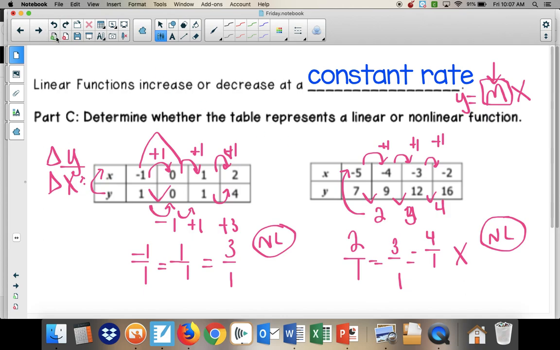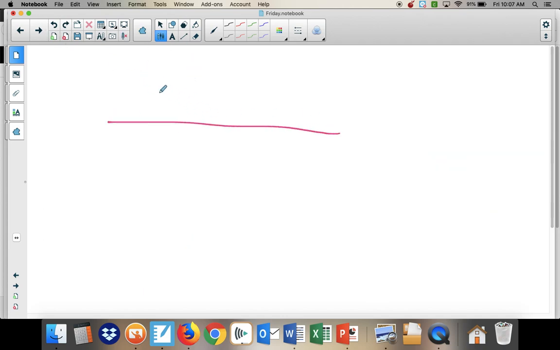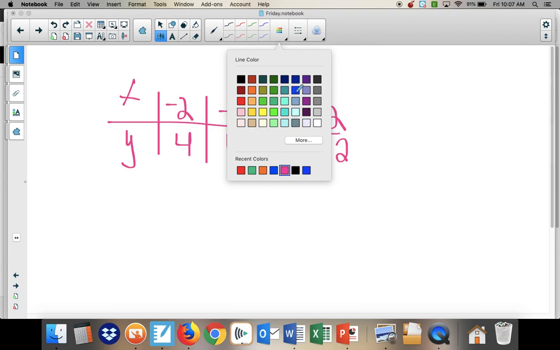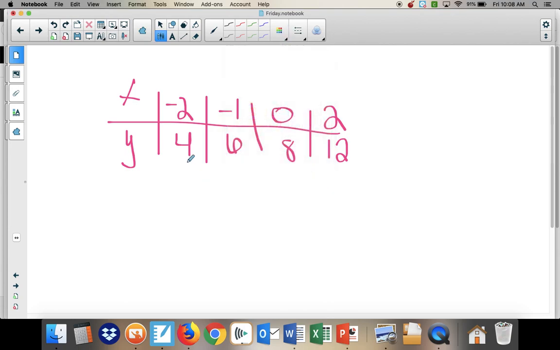So here's an example of a linear one. So actually I want to give you an example. X, y. All right, so if I have -2, -1, 0, and then I'm going to actually go up to 2. And then 4, 6, 8, 12. So now watch what I do here. Go with this blue. So each of these, let's see, we got increase 1, increase 1, so increase, increase, increase 2.